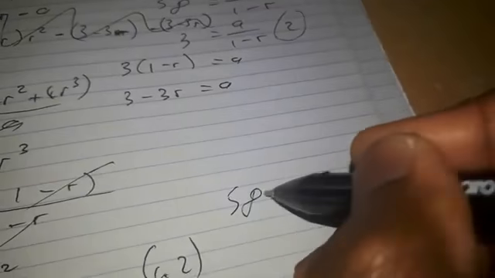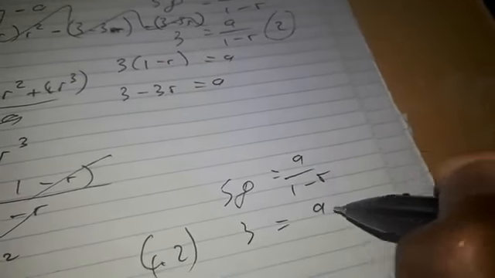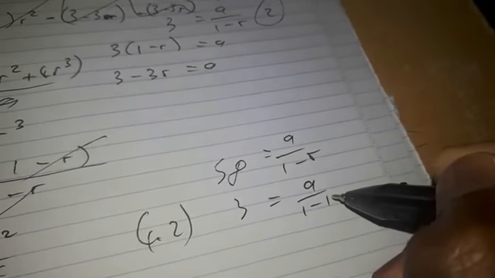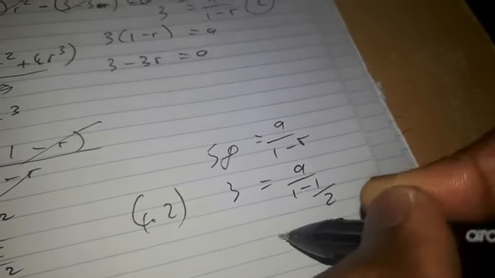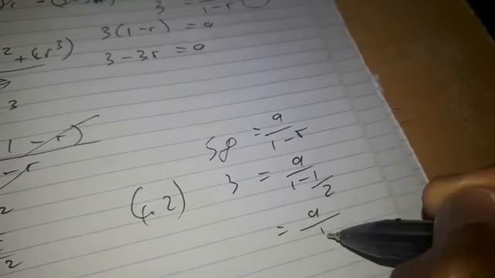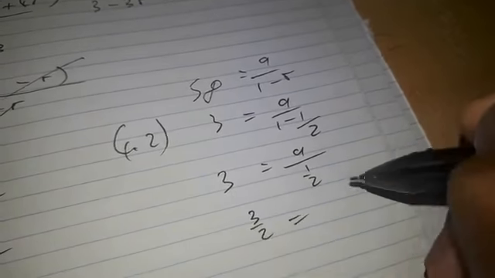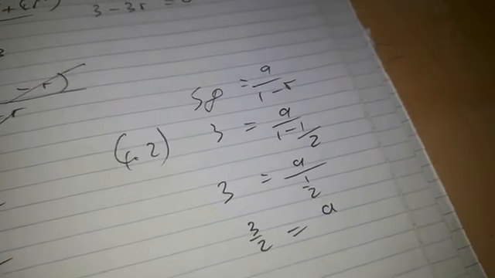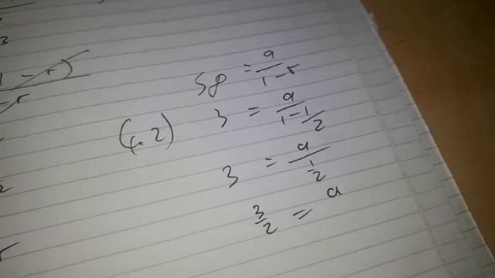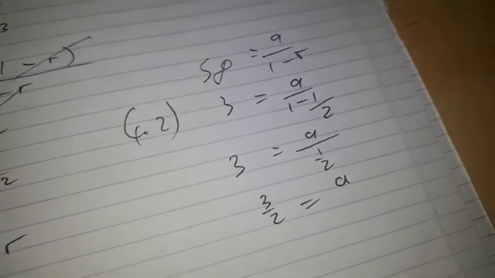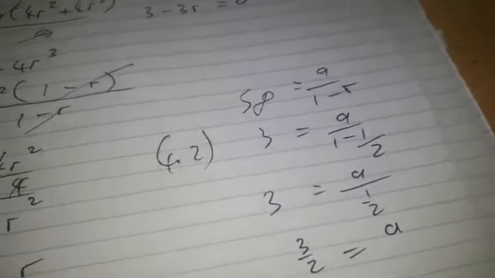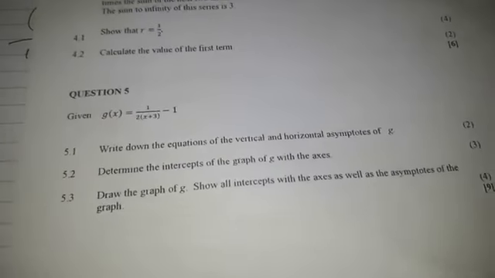So our sum to infinity, we know it's this formula, right? And they told us that our sum to infinity is equal to 3. And we have a value for r, you see. So this is just a over a half, and then this is 3. A half times 3, that's just 3 over 2, and that's your value for a. It's quite straightforward, nothing much to it. So you just move on to the next question, which is question number 5.